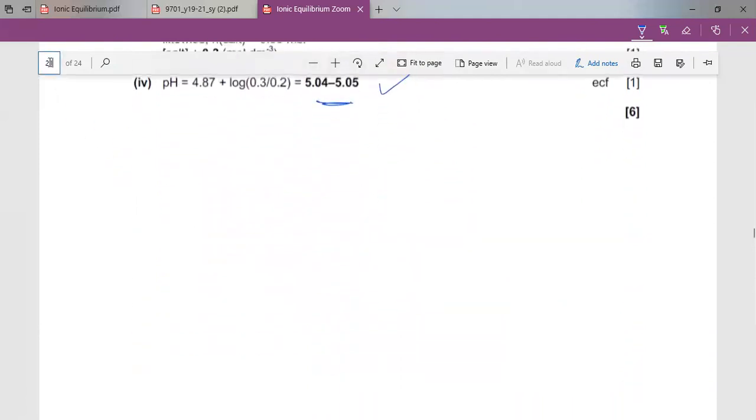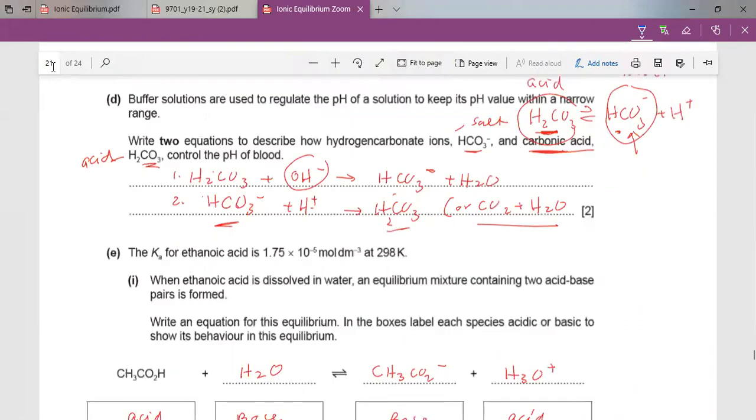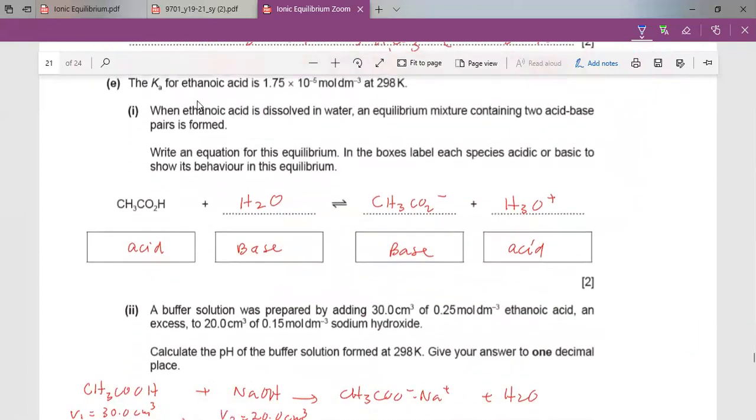Okay, one last one, page 21, of this kind of question. Here, first, carbon dioxide in water. The Ka for ethanoic acid is 1.75 times 10 to the power minus 5. When ethanoic acid is added to water, an equilibrium is formed with two acid-base pairs. So write the equation of equilibrium, acid plus water. This is the proton donor, and going backwards, this is the base. So there are two conjugate pairs here.